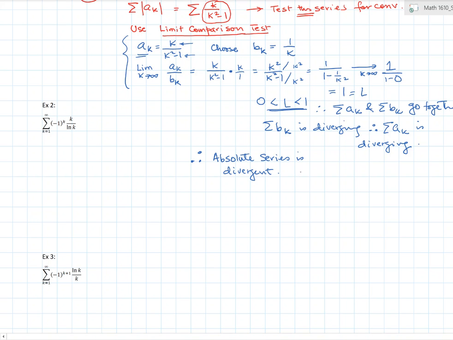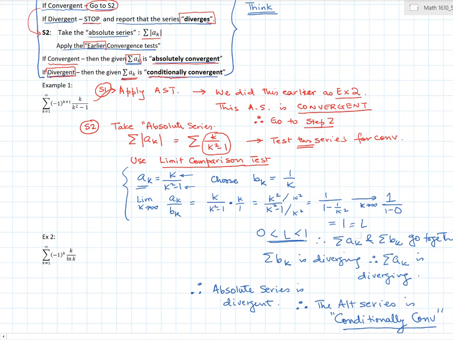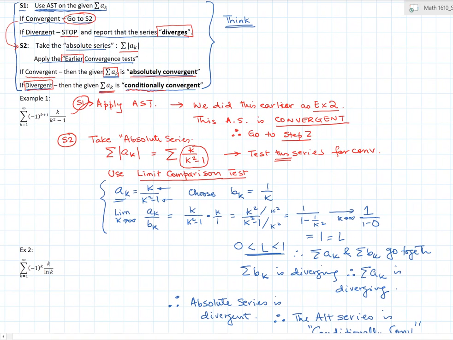So therefore the final conclusion would be the alternating series is conditionally convergent. And the reason is because the alternating series converged, but the absolute series diverged. Therefore, the alternating series was conditionally convergent.